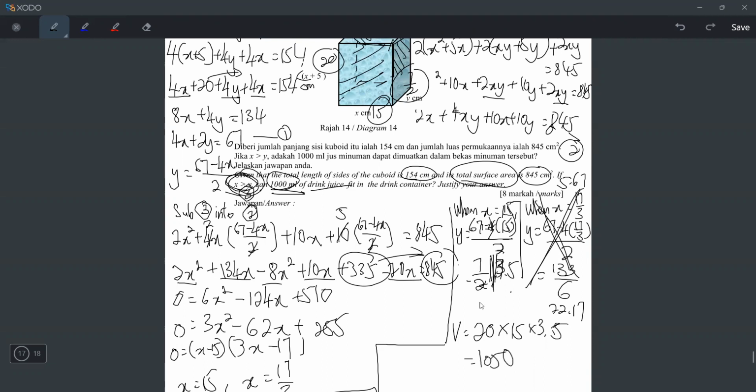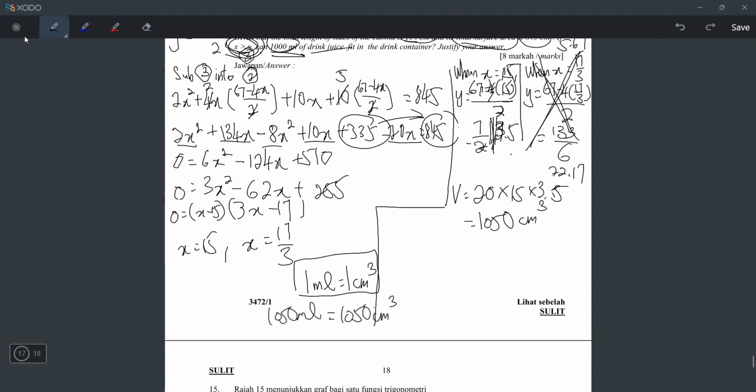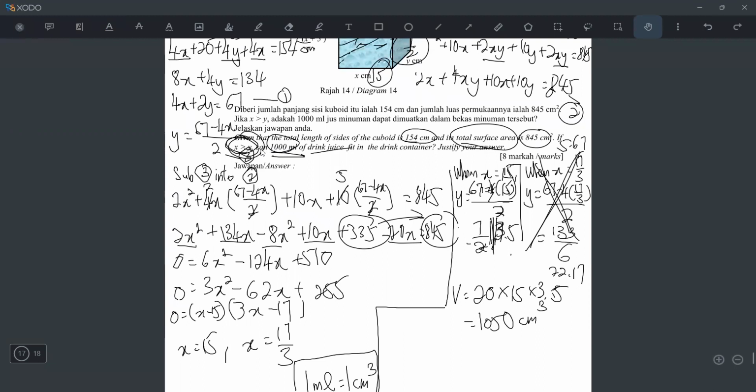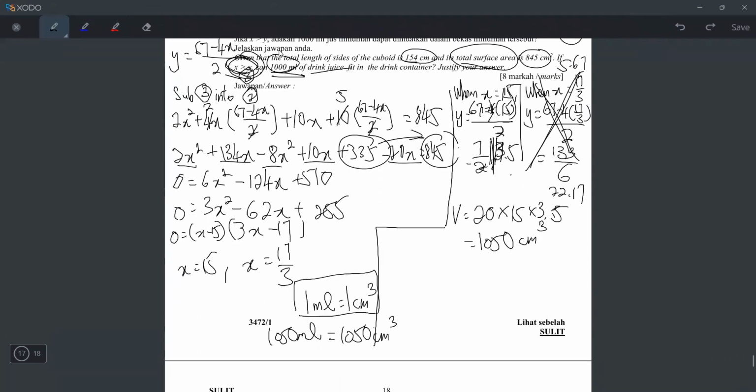So I get 1050. But what's the unit? cm times cm times cm should be cm cube. But if you know that 1 milliliter is equal to 1 cm cube, it means that this juice box can fit 1050 milliliter. So now to answer this question, can 1000 milliliter fit in the container? The answer is yes. Yes. So, and what's the reason?